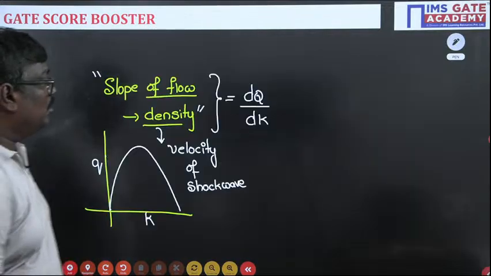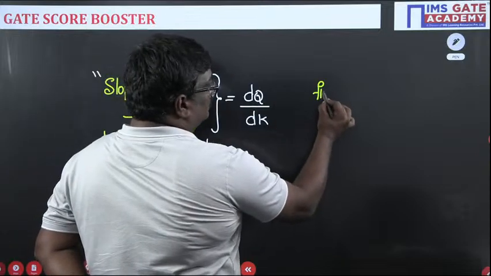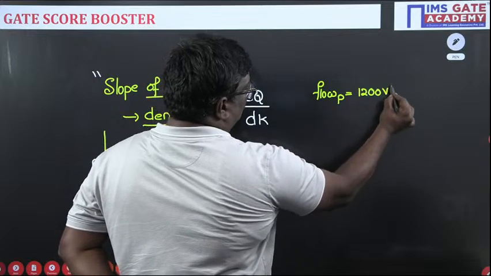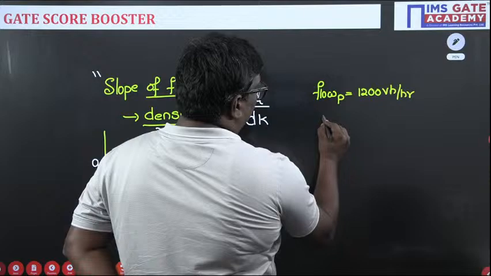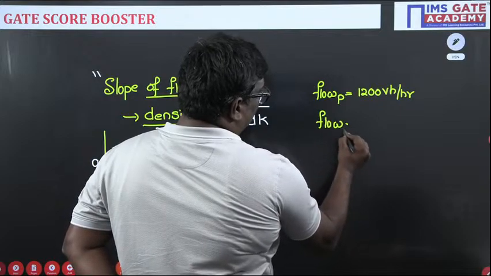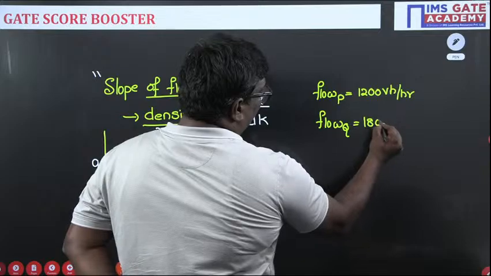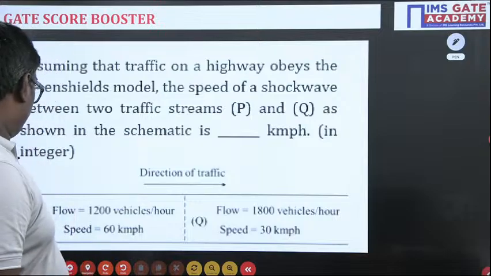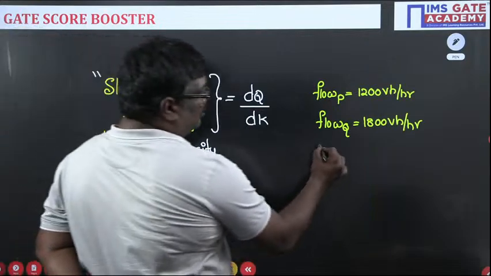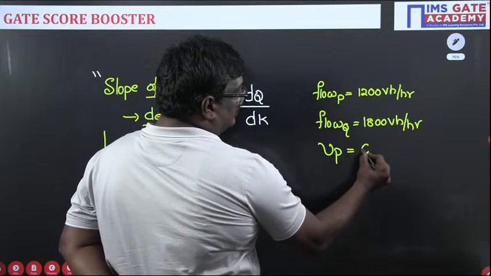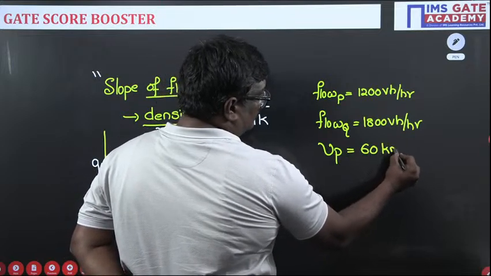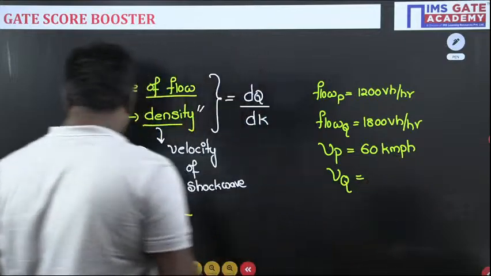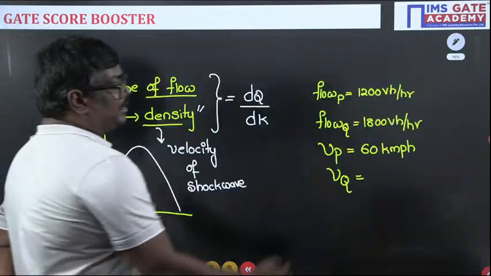Flow of P is 1200 vehicles per hour and the flow of Q is 1800 vehicles per hour. And they have given velocity of P as 60 kilometer per hour and velocity of Q, how much, sir, they have given? They have given us 30 kilometer per hour.